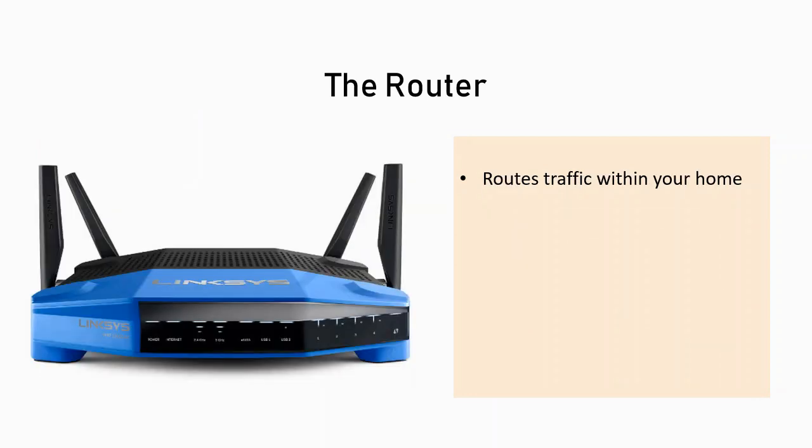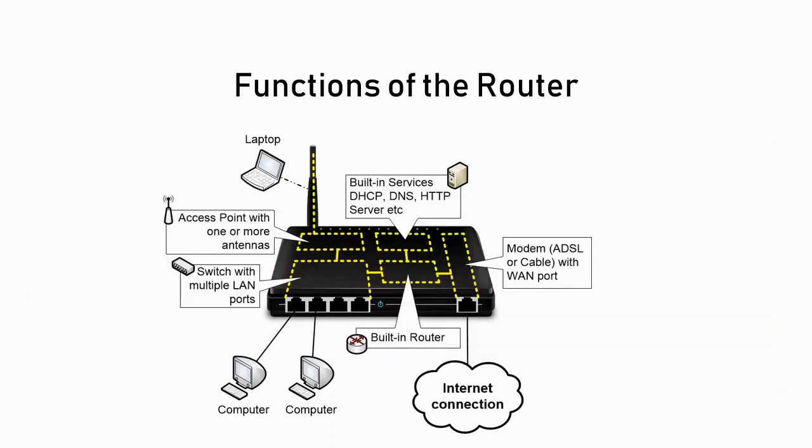Next comes our router. If you have more than one device in your home, then you need to route traffic between the devices. A router can be wired or wireless. Let us look at the various functions of the router. The router has several built-in services, like it has DHCP, which stands for Dynamic Host Configuration Protocol. It also does DNS resolution. It also hosts the HTTP server for the router management portal. It also acts as a firewall. It also has a switch. It also has a wireless access point. Let us go through all these functions one by one.